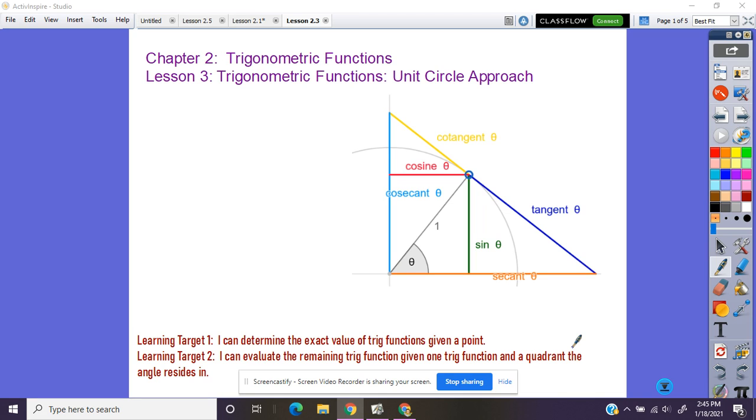In this video, we're going to talk about how to find the trig functions using the unit circle or a circle in general, as well as the Pythagorean theorem. We're going to do this whether we're given a point or whether we are given one of the trig functions and then the quadrant that the angle resides in.